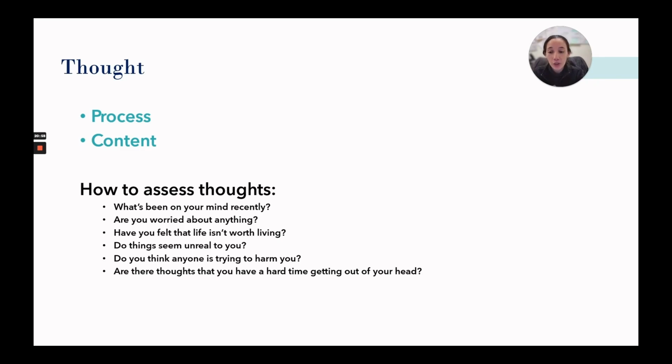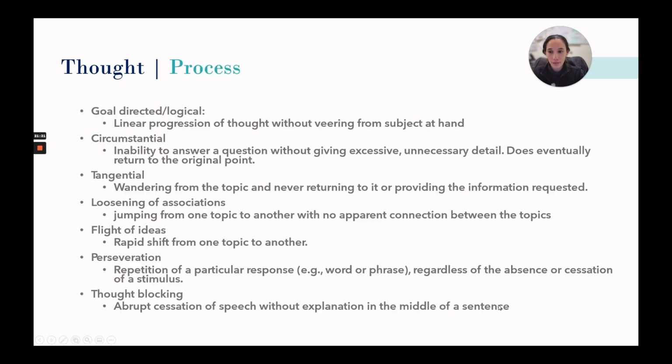Do you think anyone is trying to harm you? We're looking for, is there any abuse? Could be delusions, right? Are there any thoughts you're having a hard time getting out of your head? We're looking for obsessions, that rumination of thought. This is how we can assess for those things, by using questions like this. So the thought process can be goal-directed and logical.